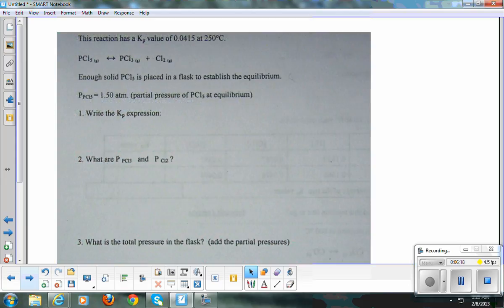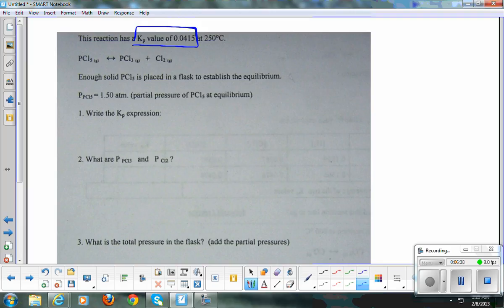So on this equation up here, first up, is it balanced? It is balanced. Okay, and I notice here, we do know the Kp value. Okay, so that's something we didn't have before when we were solving for Kp.